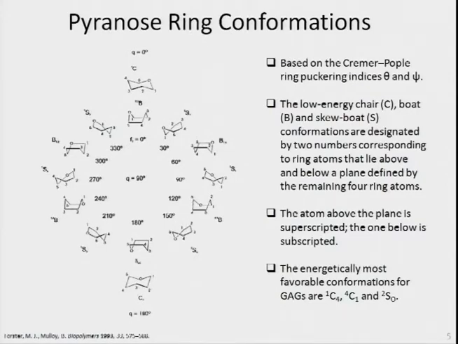Then, for example, let's take this one. This one would be 2SO, because the 2 carbon is above the plane, the oxygen is below, and the number 1, 3, 4, and 5 atoms are in the plane. Okay, so everyone cool with that? Okay.